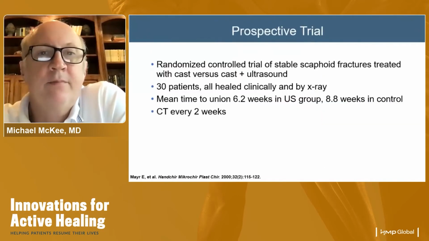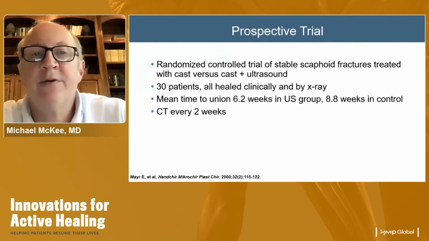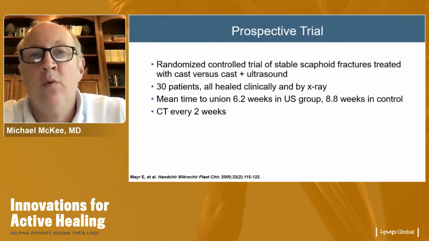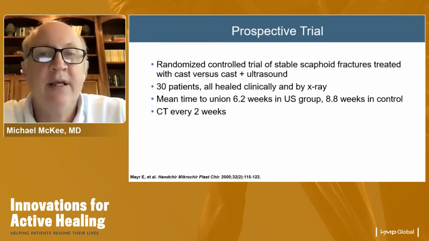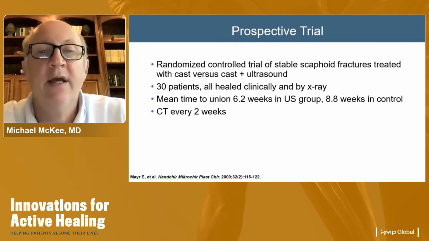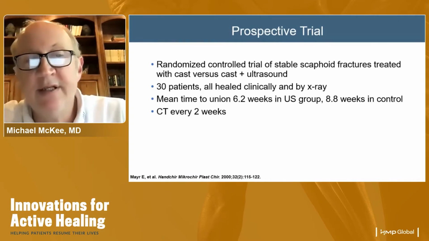There have been a couple of randomized trials looking specifically at the benefit of using a LIPUS or some type of ultrasound in fresh scaphoid fractures. This particular one, published a number of years ago by Mayer et al., looked at stable scaphoid fractures, ones that were mid-waist, not displaced, not associated with other carpal instability patterns. And they looked at cast alone versus cast plus ultrasound. I think this is a pretty good study, and they used CT scan to define union.